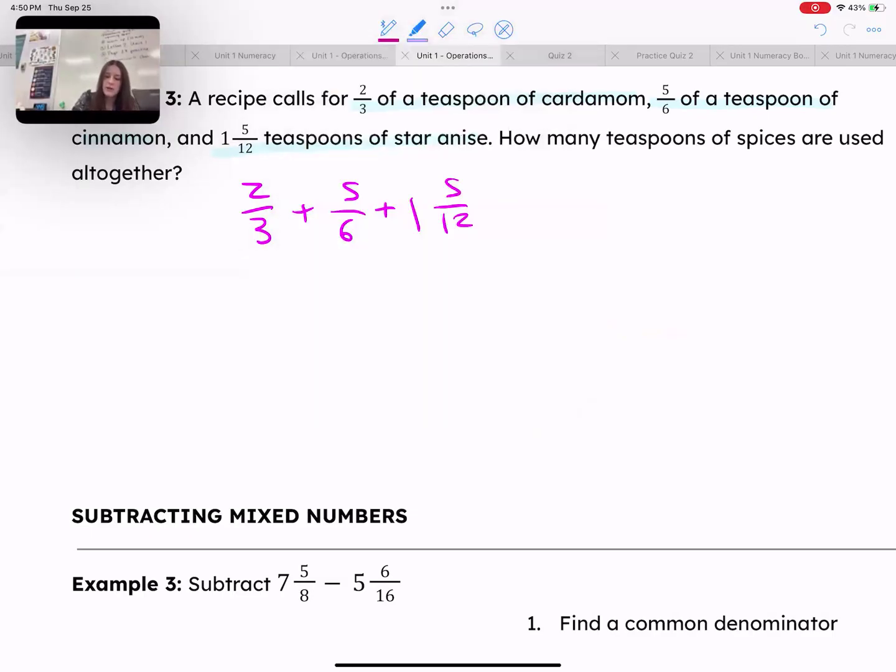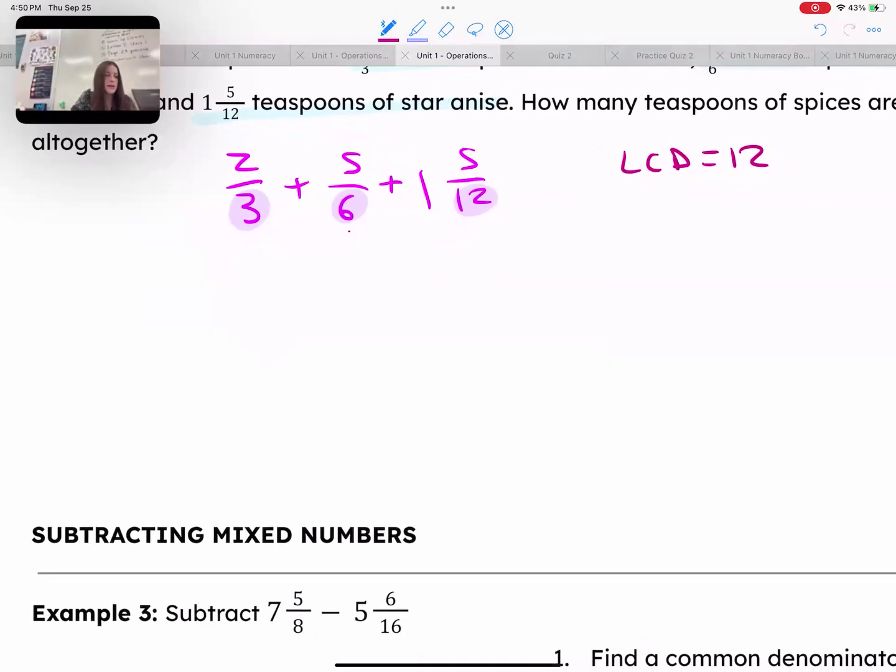We're going to put them over a common denominator. Looking at my denominators, I can see that my lowest common denominator is going to be 12 because here is 12, this is a factor of 12, and this is a factor of 12. So let's start by putting that all over 12. So I'm going to times by 4 here to put this over 12. I'm going to times by 2 here to put this over 12. And then I'm going to times by nothing because it's already over 12.